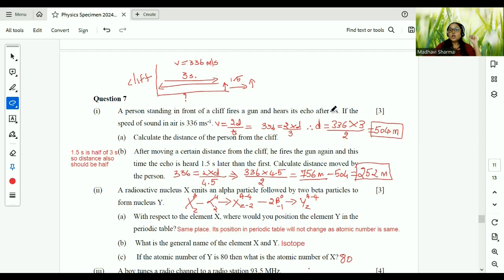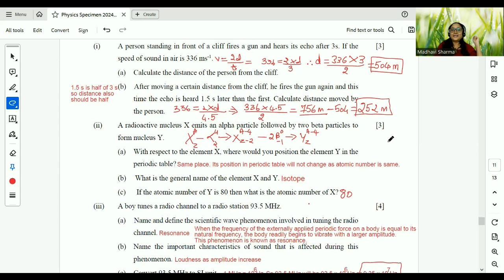Also, if you see, the velocity of the sound will not change. It's air only, so it is 336 meters per second only. For 336 meters per second, 3 seconds, the distance is 504 meters. 1.5 seconds is half of 3 seconds, so the distance also should be half.